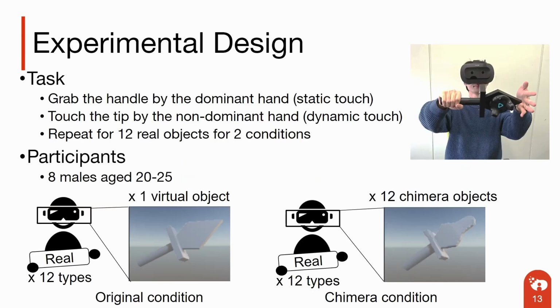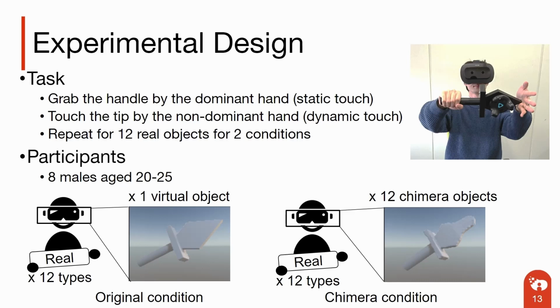Next, I will explain the experimental design. Participants were asked to wear a head-mounted display, grasp the handle of a real object with their dominant hand, and touch the tip with their non-dominant hand. After 1 minute of the experience, they were asked to answer a questionnaire on Visuo-Haptic consistency, and repeat the task for all the 12 real objects.